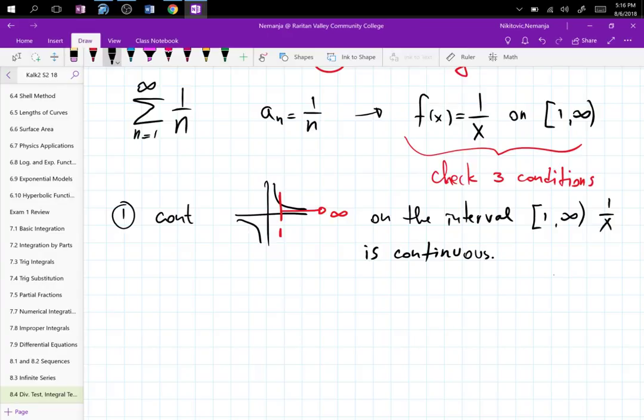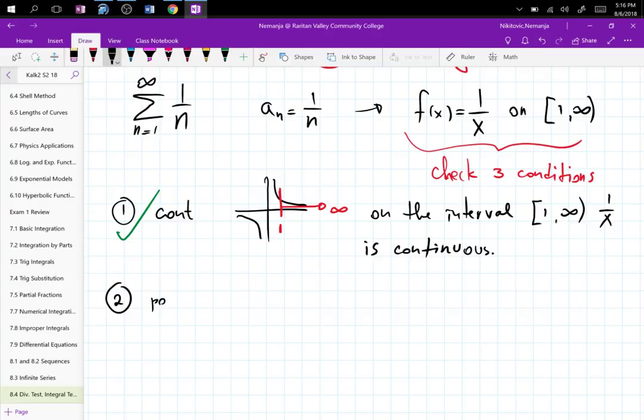And we don't care about anything before 1. Yes, there is discontinuity at 0, but who cares? We only care about the part of the line that we actually need. So, continuity, pass. Green check mark. There we go.